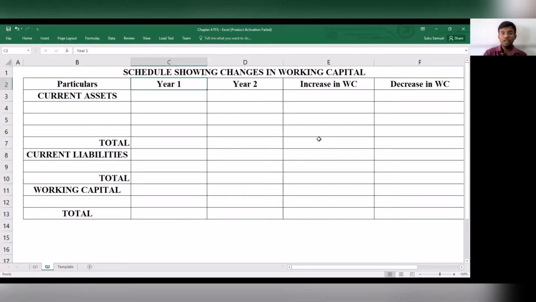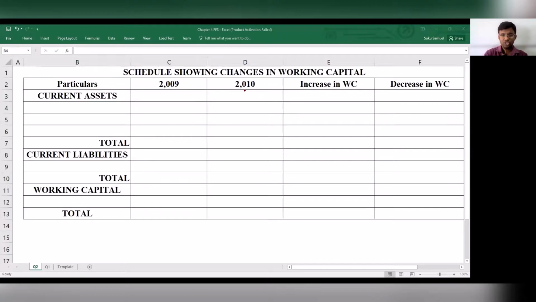Now let's move on. Let's start off with the preparation of the schedule showing changes in working capital. I've got the format over here ready, and following the format, we will be fitting in the values over here. So here we will have to bring out the current assets, current liabilities. Then we have year 1 and year 2. Now for us, year 1 is 2009, year 2 is 2010.